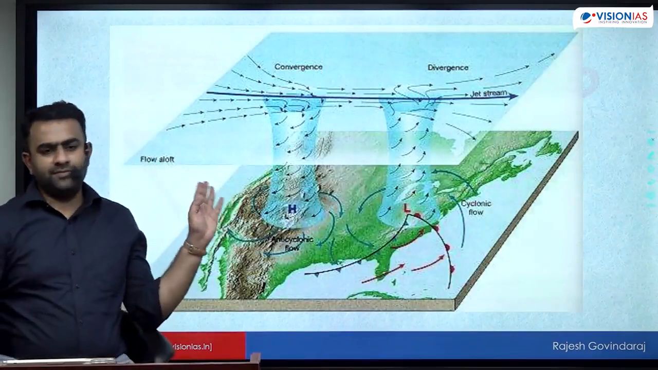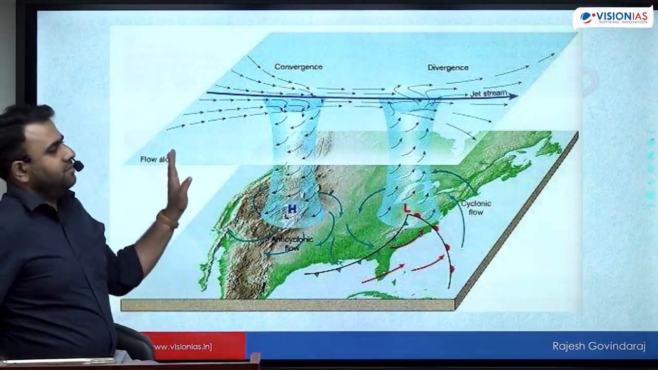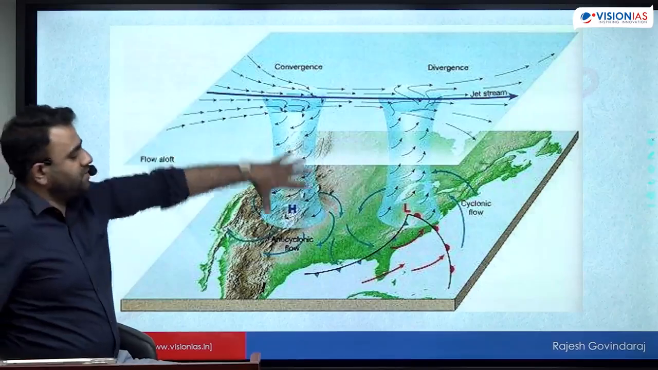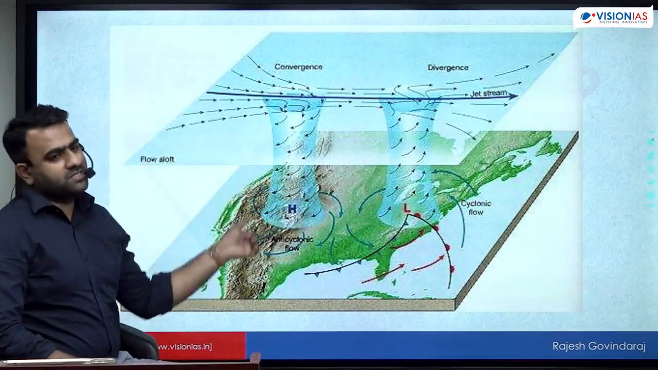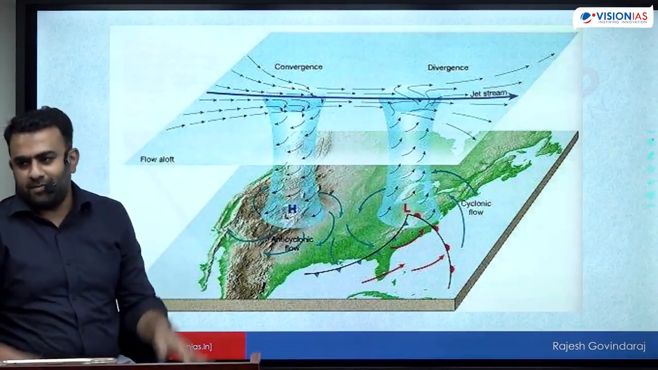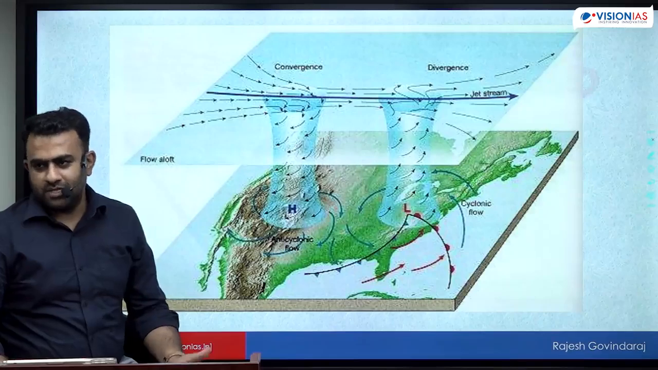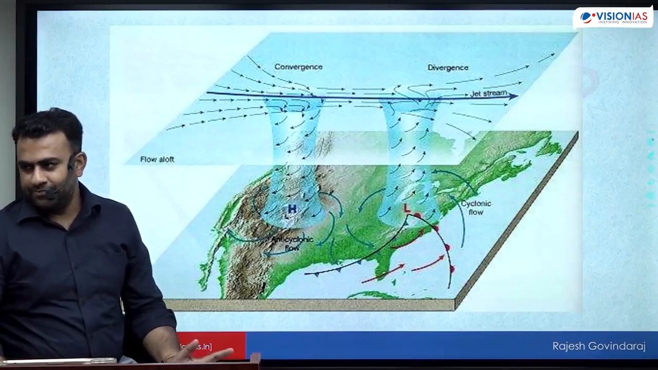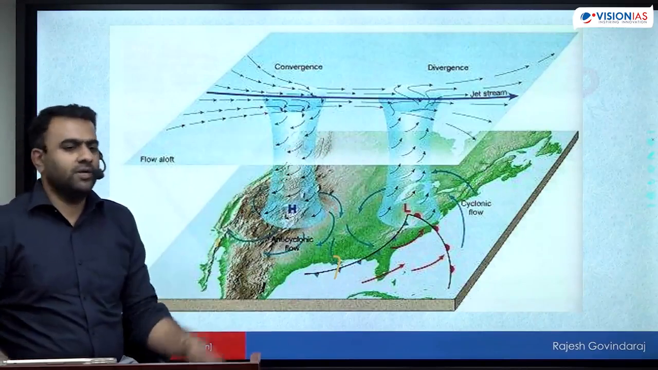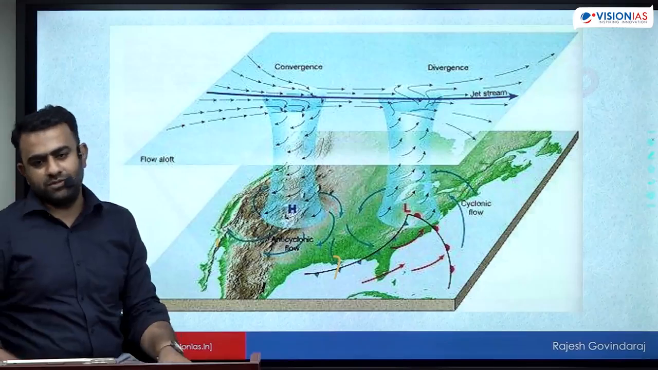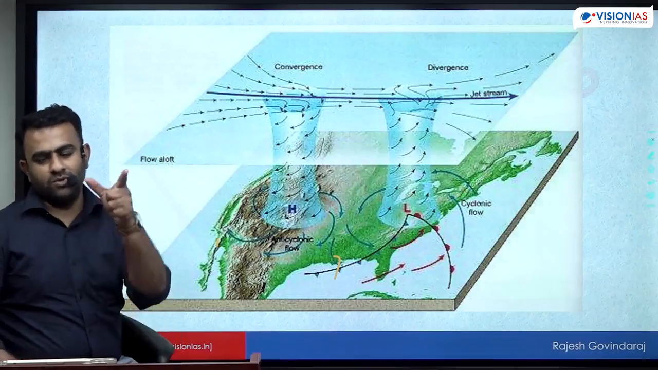So imagine this, remember this. As the jet stream moves, in some places it causes divergence, in other places it causes convergence. And the jet stream always moves between two different air masses. That is where it is usually stronger. Here there is a warm air mass, on the other side there is a cold air mass. Both are there in their position. The jet stream starts to blow in between.